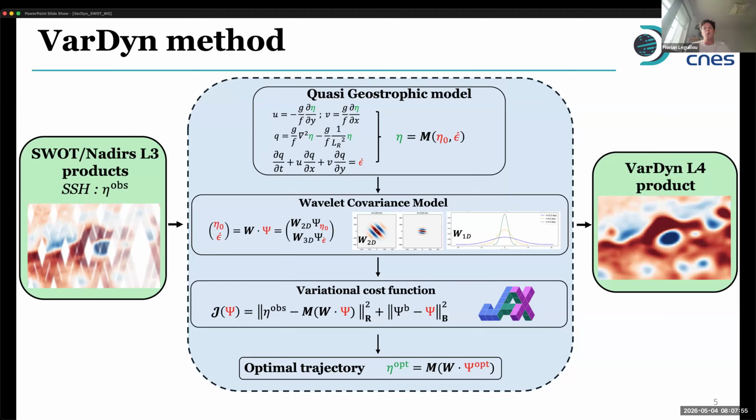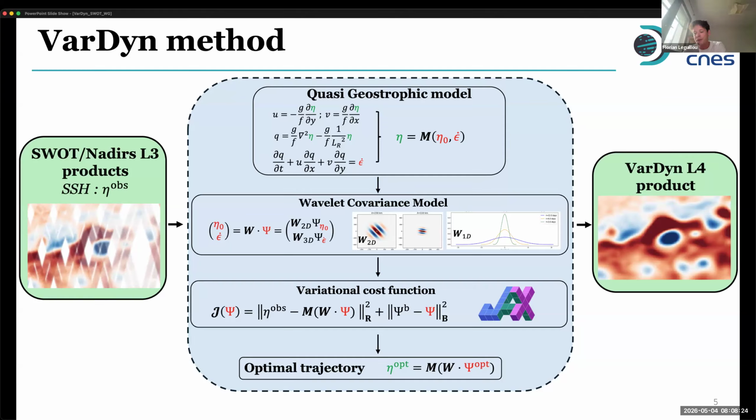So I recall here the main equations of the model. Eta here is the sea surface height, q is the potential vorticity, and this equation states the conservation of the potential vorticity along the geostrophic flow. In the conventional model, we have a zero here, but as I was saying, the QG is really not predictable.